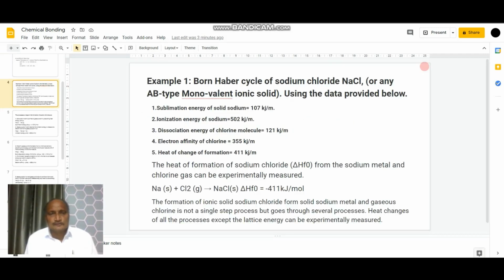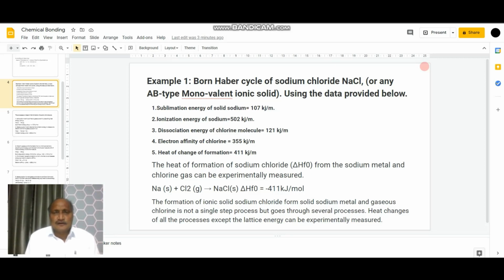Now I am going to deal with some examples for the formation of sodium chloride using a Born-Haber cycle from the following data.